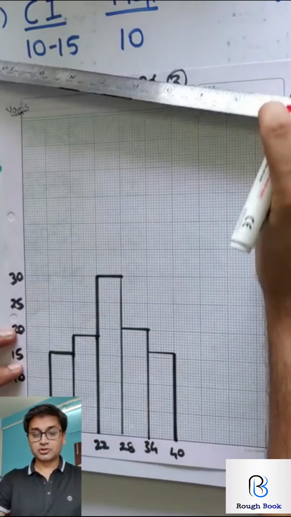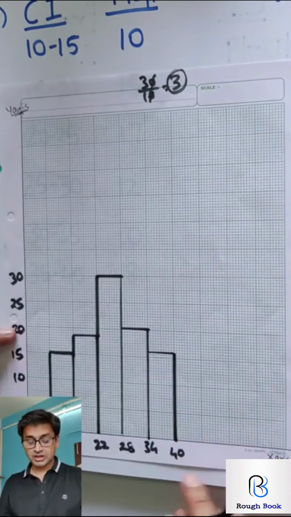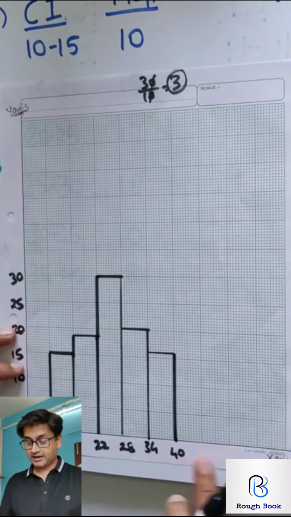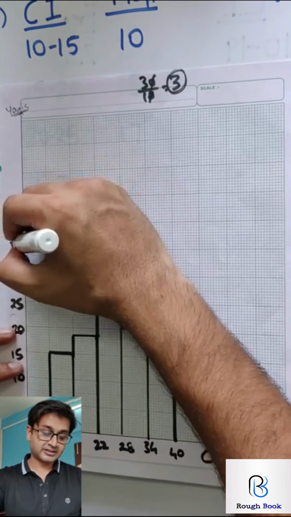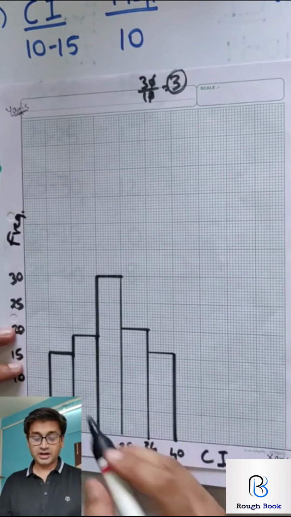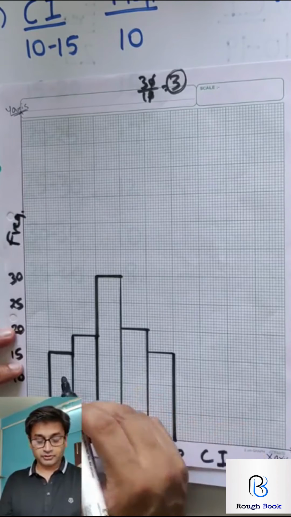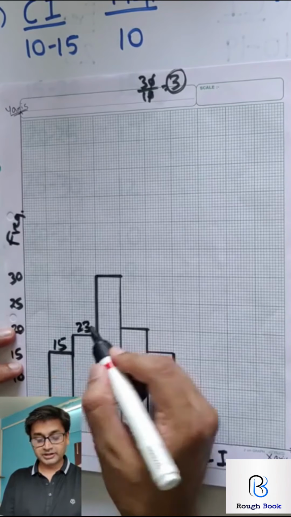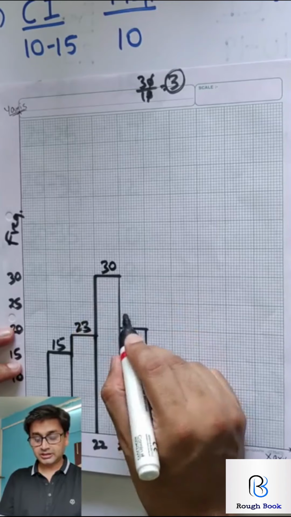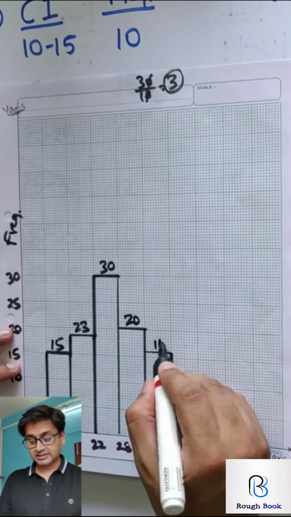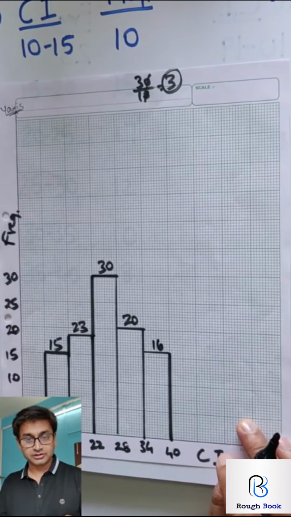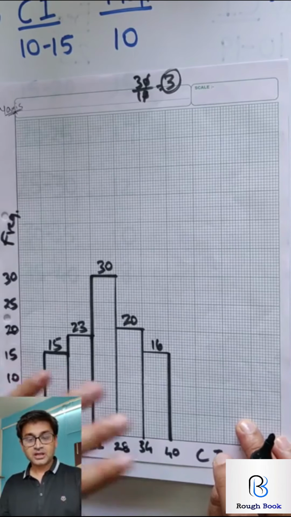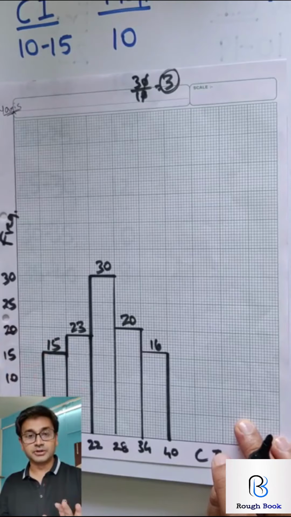Yeah, that's your histogram. Now you will lose 1 mark on this because you have not written the heads. Heads means this. What is the x-axis? Class interval. What is the y-axis? Frequency. Right? If you want to make it more decorative, what you can do is 15, 23, 30, 20 and 16. So we are writing the values also, so it looks more presentable to the teacher. That's it with the histogram. Histogram is very simple.